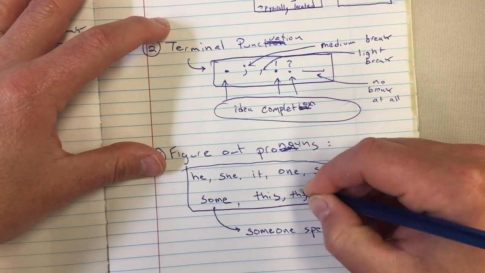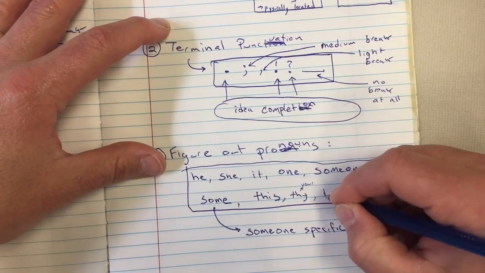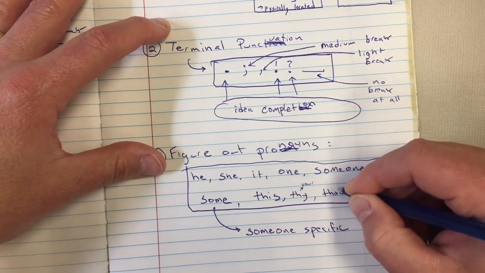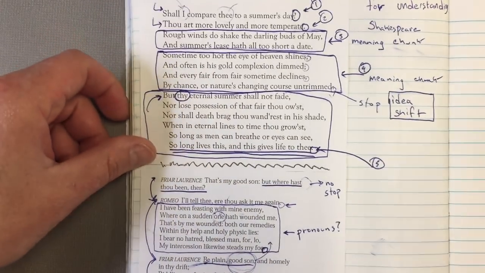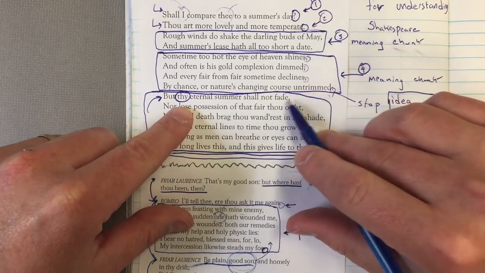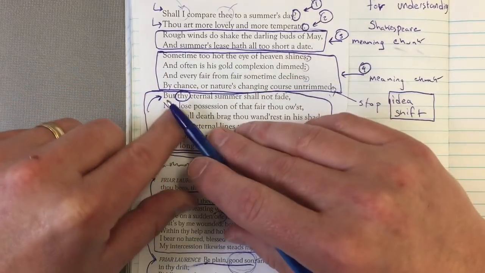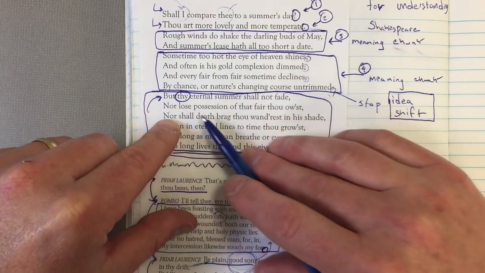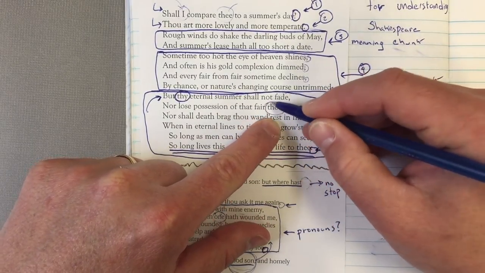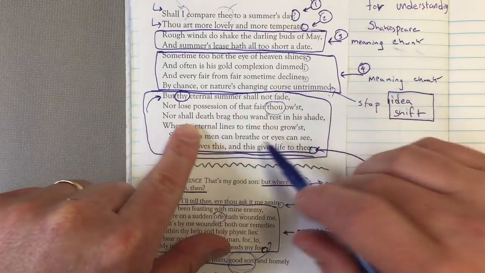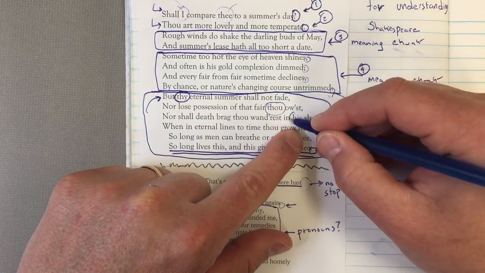Thy, which means your, thou, which means you. "But thy eternal summer shall not fade." So this is, I'm telling you, I'm talking to you, "but your eternal summer shall not fade, nor lose possession of that fair thou owest." So there's you again. "Nor shall death brag thou wanderest in his shade."